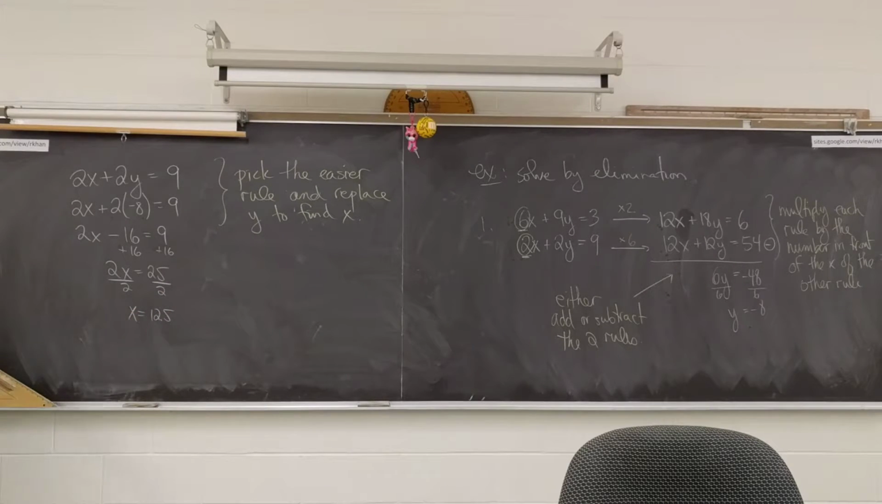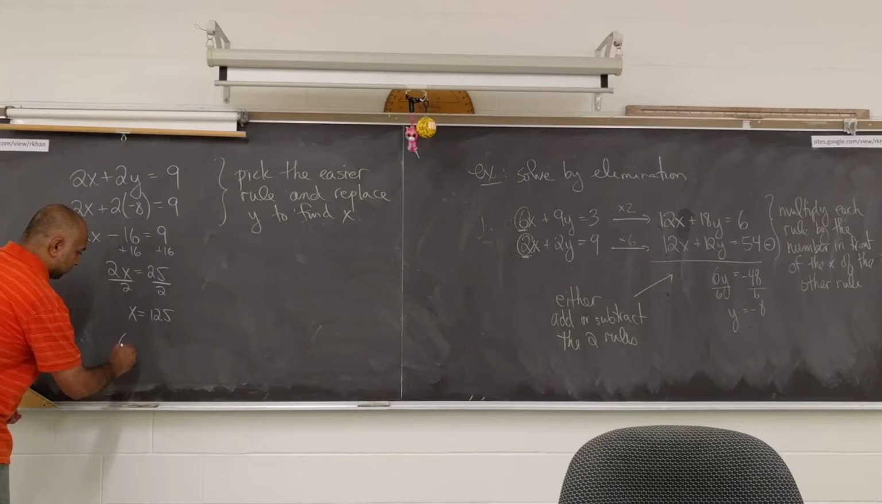Once we find that first x or y, typically we're finding y, put it back in and find your x. So now we have our answer. There's your x, there's your y. So our solution, our answer here is 12.5 for the x and negative 8 for the y.